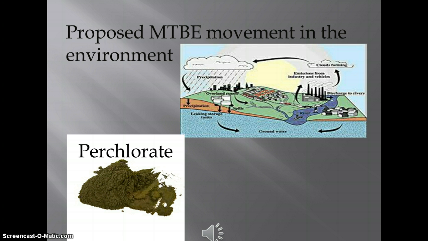This is the proposed MTBE movement in the environment. Methyl tertiary butyl ether, treated gasoline, has leached into aquifers and has spawned hundreds of lawsuits around the U.S. Environmentally, these spills are worse than regular gasoline spills due to its water solubility and its capability to travel faster and further than gasoline, and it does not biodegrade.